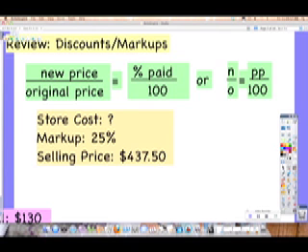New price, right? Because it wasn't what we bought it for, it's what we're selling it for. So let's put the $437.50 up here. Okay, what are we looking for? We don't know how much it costs. We don't know how much we bought it for, so let's put X here. This is tricky.